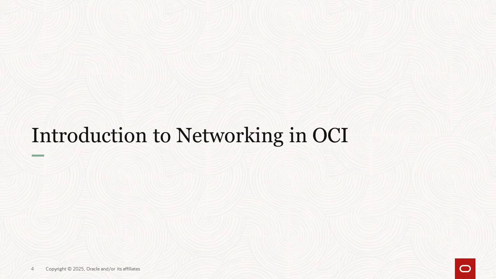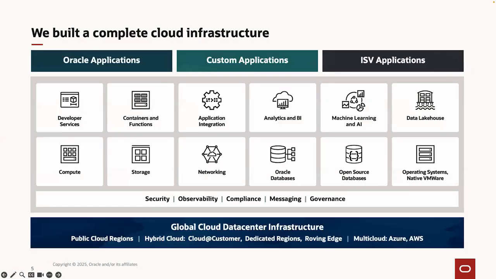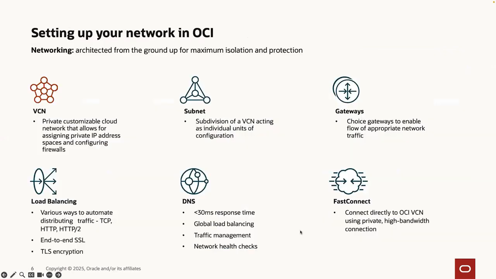So let's get started. Oracle Cloud Infrastructure, or OCI, offers a comprehensive portfolio of cloud services to support running all of your IT in the cloud. You'll see an array of these cloud services available, but today we're solely focusing on the networking service. So when setting up your networking in OCI, these are the main components of our networking service that you should be familiar with to properly configure your network's behavior.